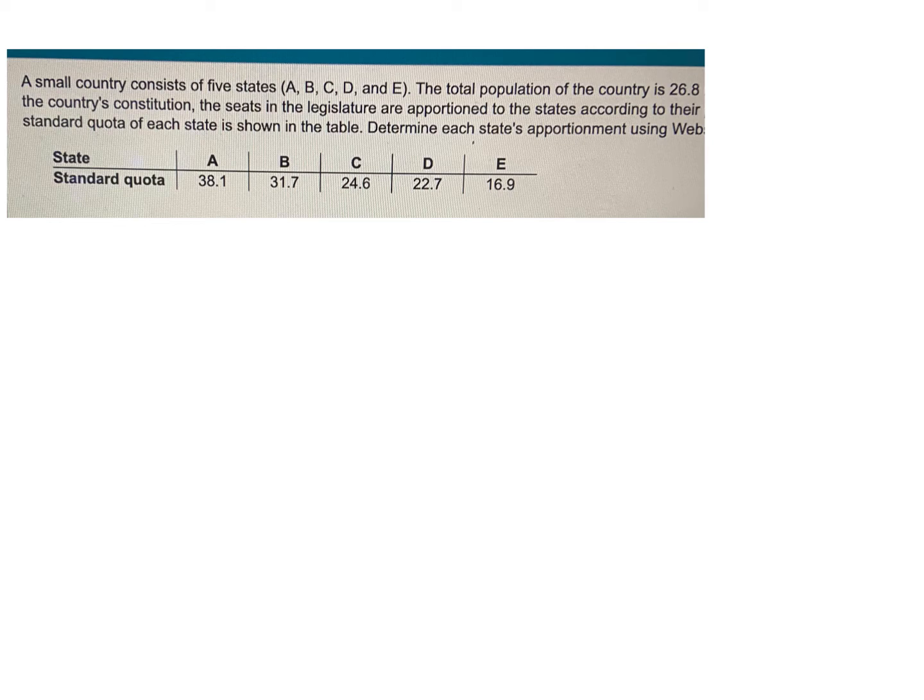Okay, so for this problem, we have a small country with 5 states, A, B, C, D, and E. The total population of the country is 26.8. According to the country's constitution, the seats in the legislature are apportioned to the states according to their standard quota. According to their populations, the standard quota of each state is shown in the table. Determine each state's apportionment using Webster's method.